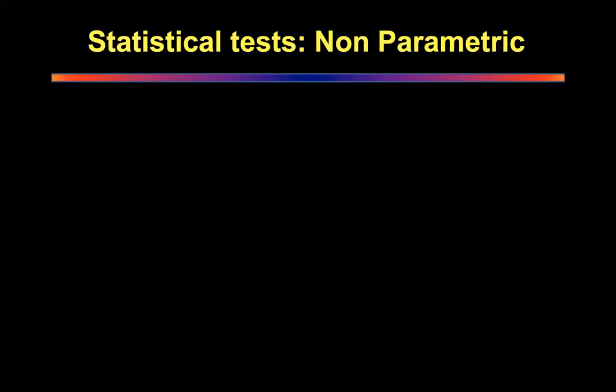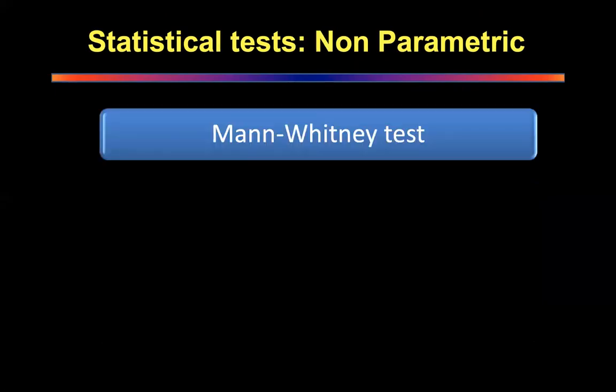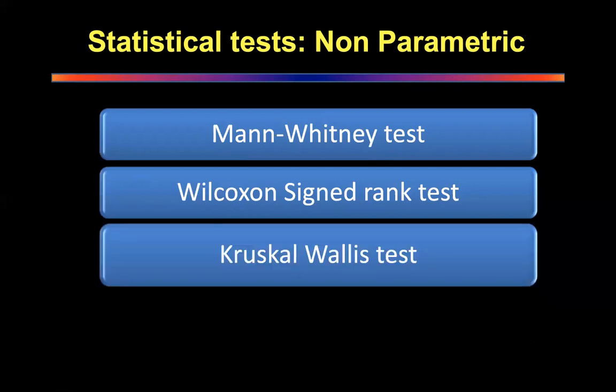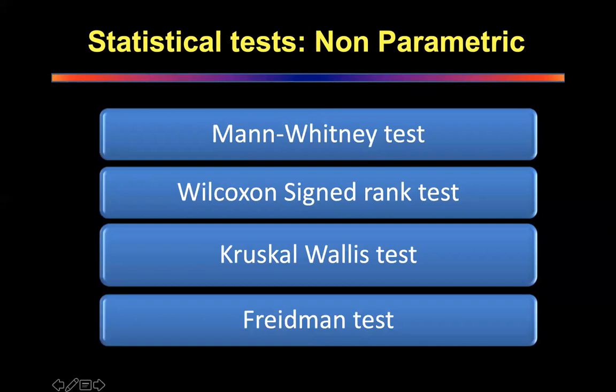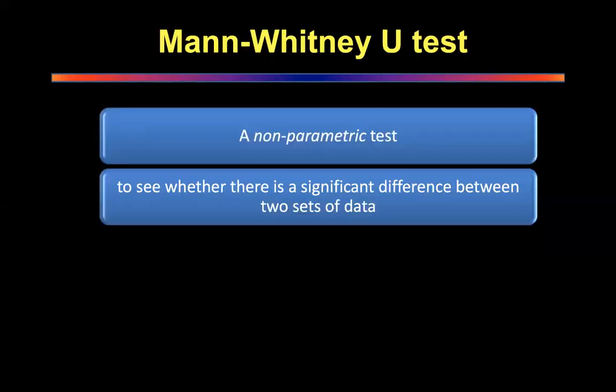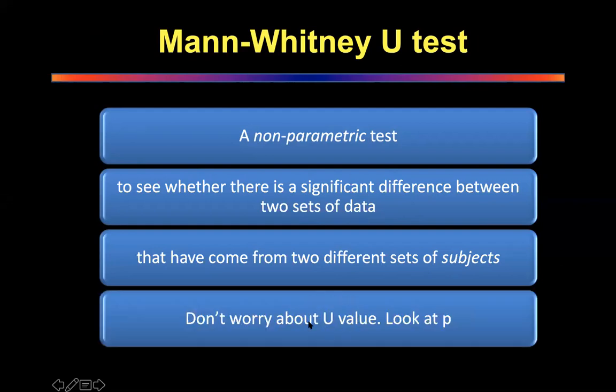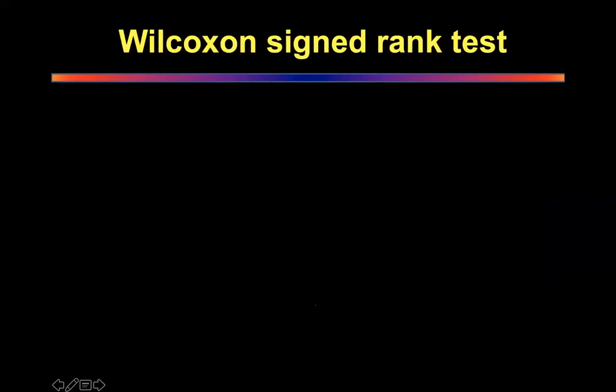So what are the non-parametric tests that are available? Mann-Whitney test, Wilcoxon signed rank test, Kruskal-Wallis test, and Friedman's test. These are just the names. Anytime anybody puts up these names, say this is a non-parametric test. Out of these tests, what you will get is a p-value. The Mann-Whitney U test tests the difference between 2 sets of data that have come from 2 different sets of subjects. You get something called a U value, but don't look at the U value, look at the P value. That's it. It's very simple.